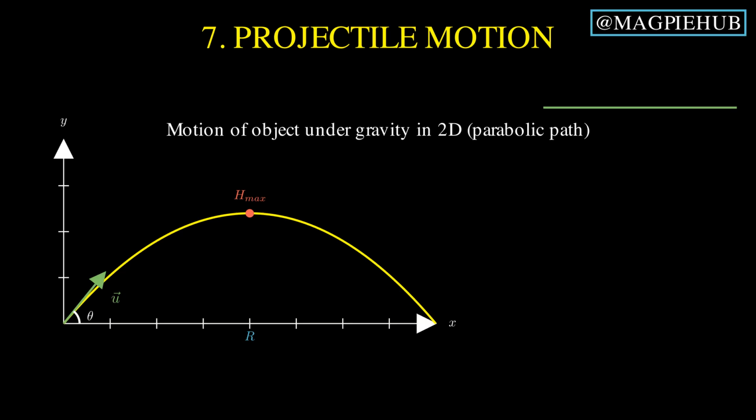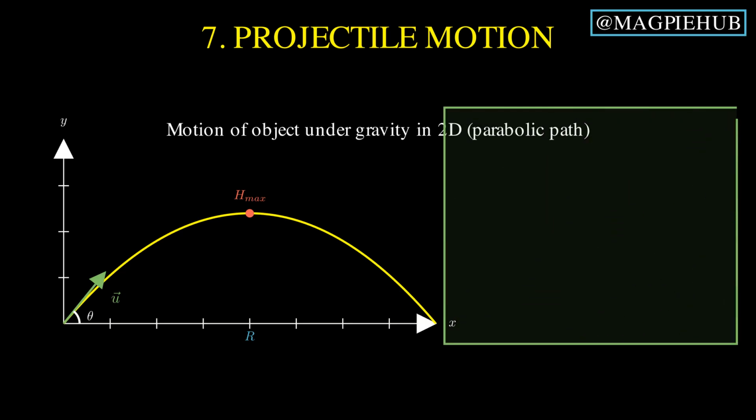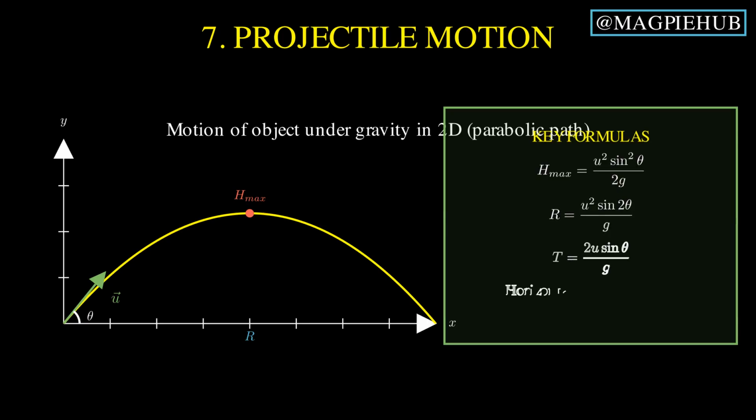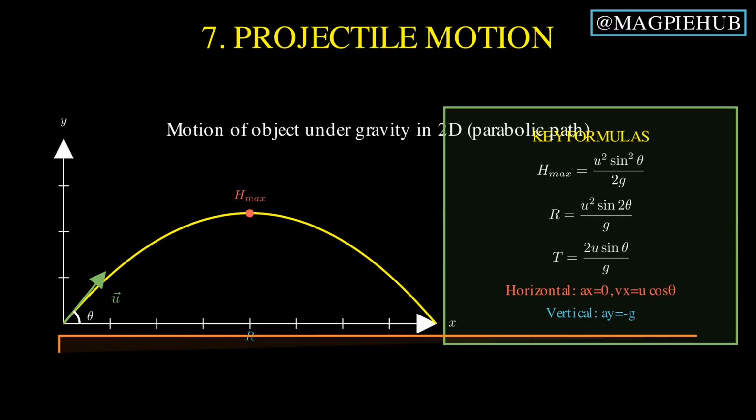Here are the key formulas. Maximum height h equals u squared sin squared theta over 2g. Range r equals u squared sin 2 theta over g. Time of flight t equals 2u sin theta over g. Memorize these for NEET.